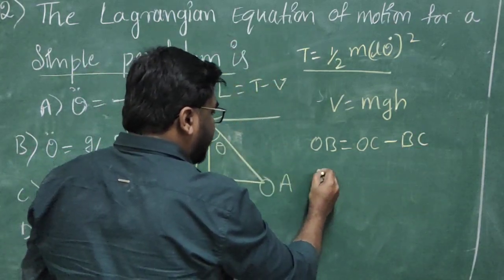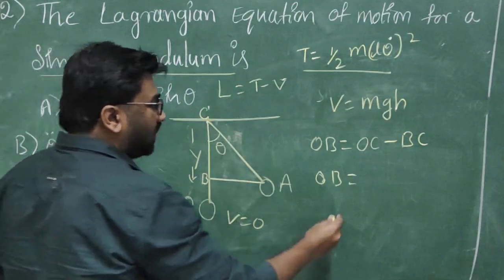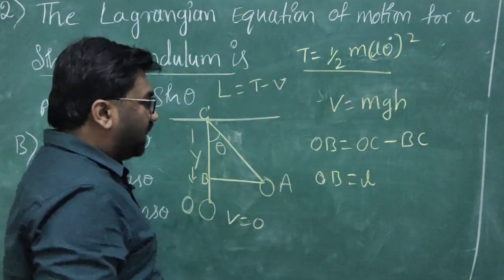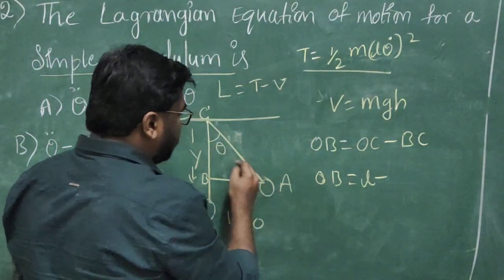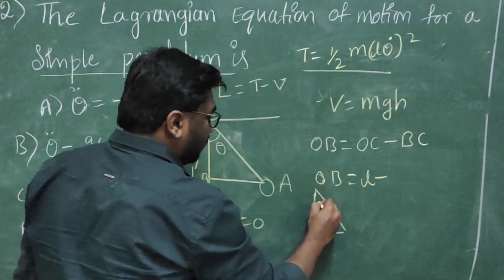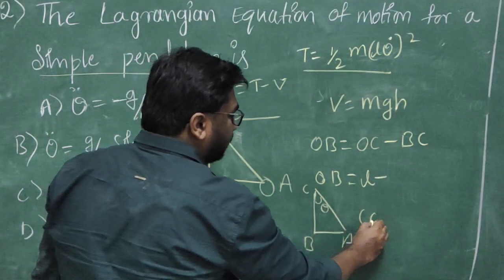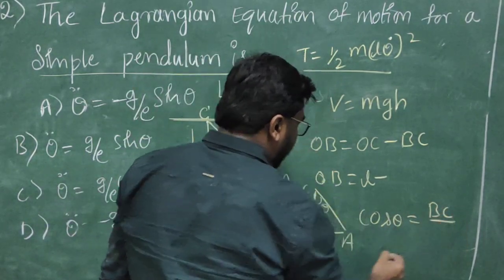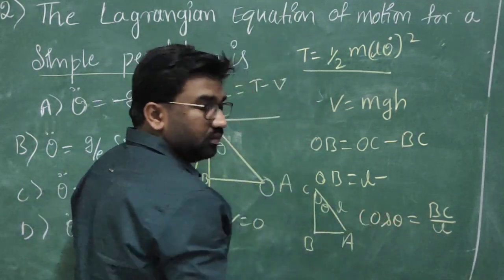So then OB is equal to, what is OC? OC is nothing but the actual length, so the length of the pendulum, L. Next, L minus BC. So what is BC? We should calculate BC. From this right angle triangle, if this is theta, this is C, this is B, and this is A, then cos theta is equal to the adjacent side BC divided by the hypotenuse L, so BC is equal to L cos theta.